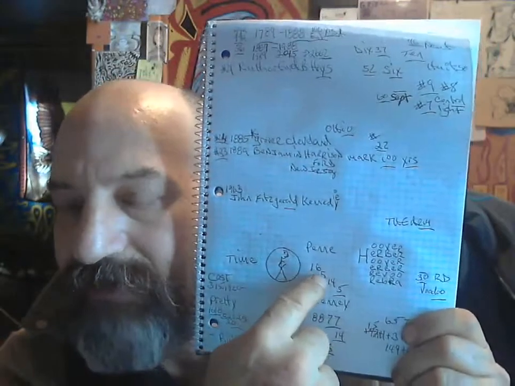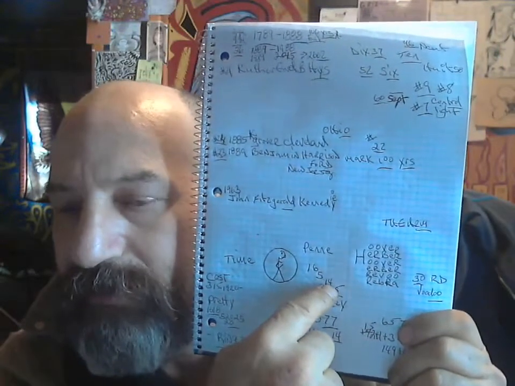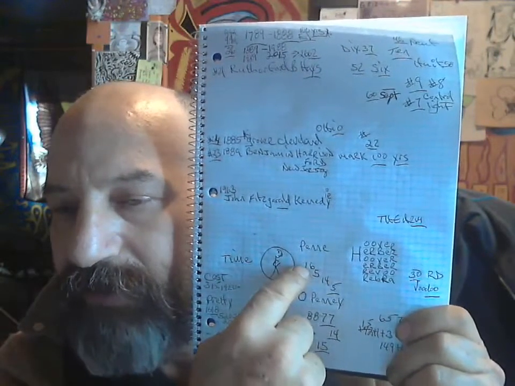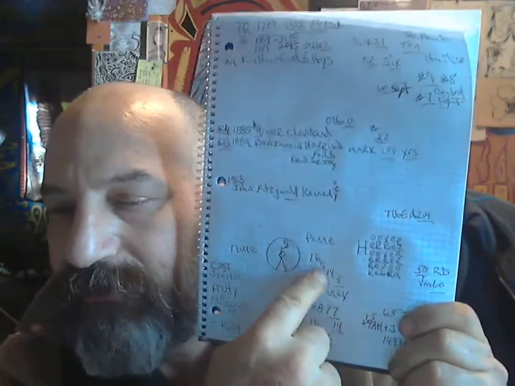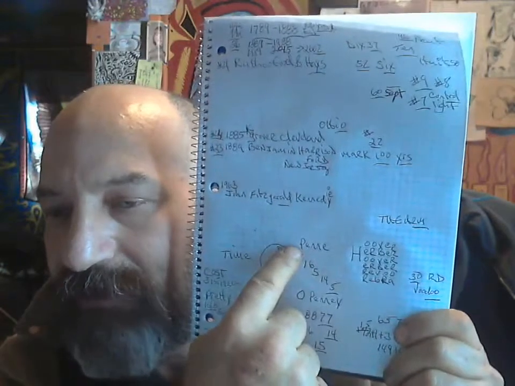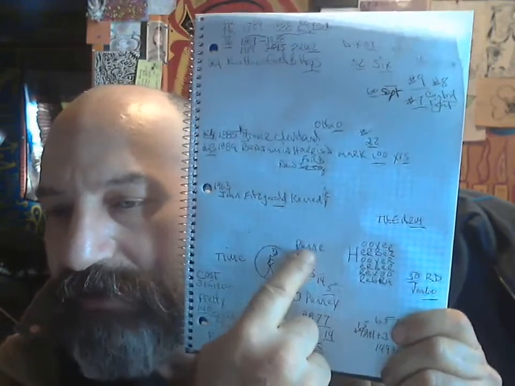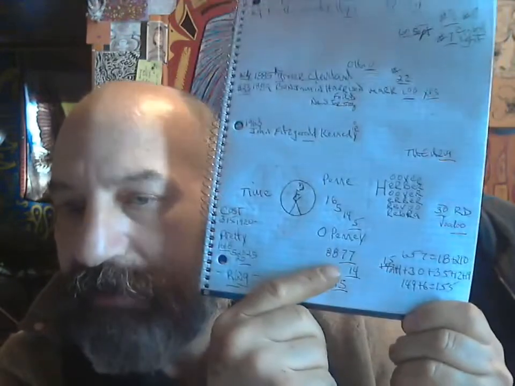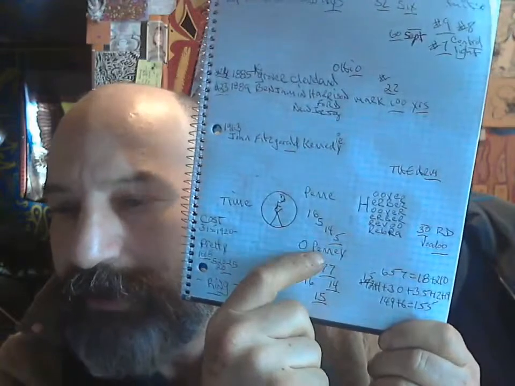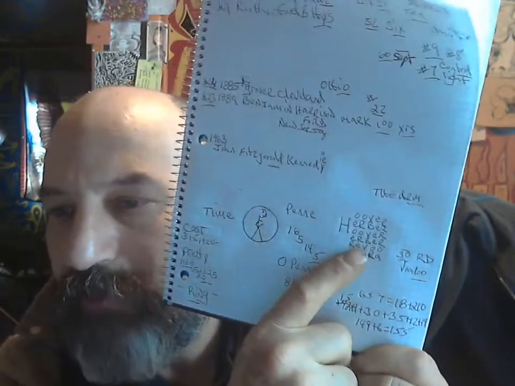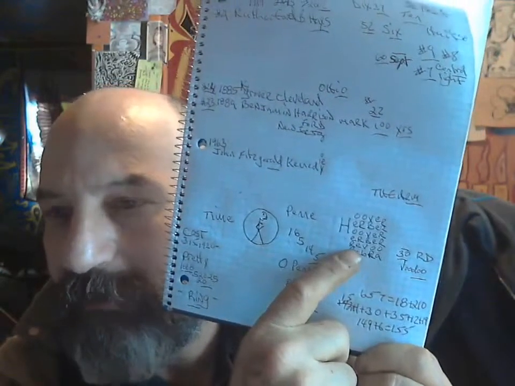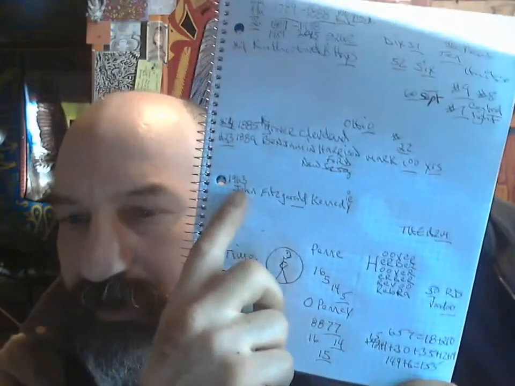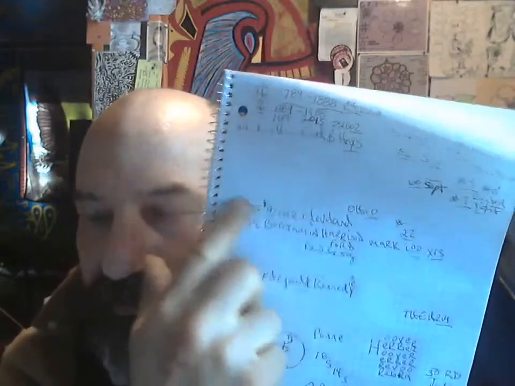7887. 7 and 7 is 14, 1 and 4 is 5. 8 and 8 is 16. 1 and 6 is 7, 7, 5, 5, 7. The 16th letter is P. The 5th letter is E. The 14th is N. We have the penny, the O-penny, the opening, the copper opening, Hoover, remover, Hoover Dam, John Fitzgerald Kennedy, 52 years and 26 years since 1988.